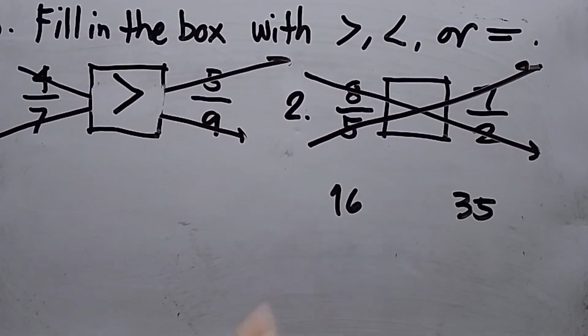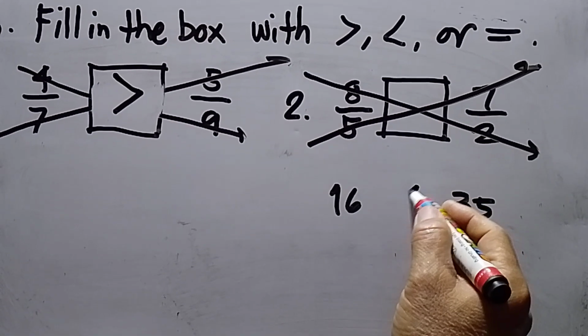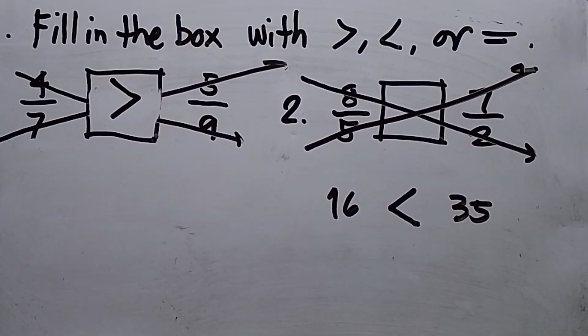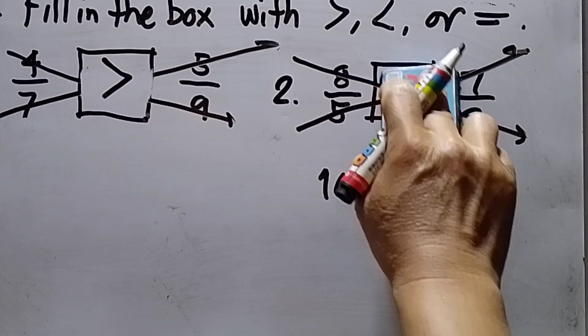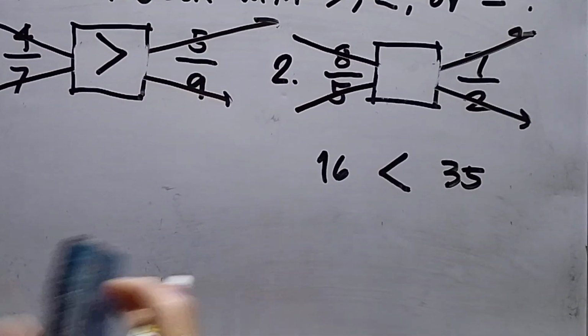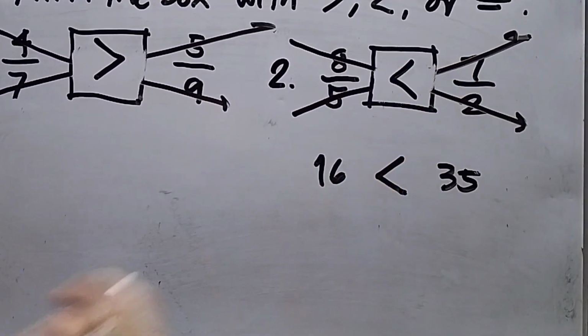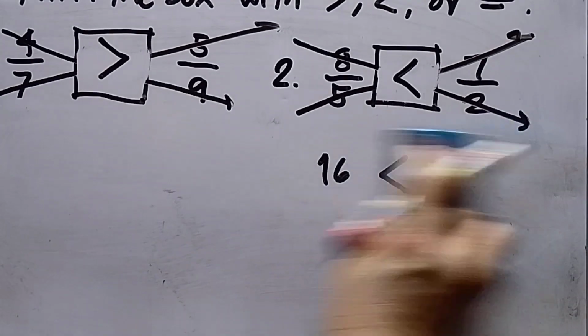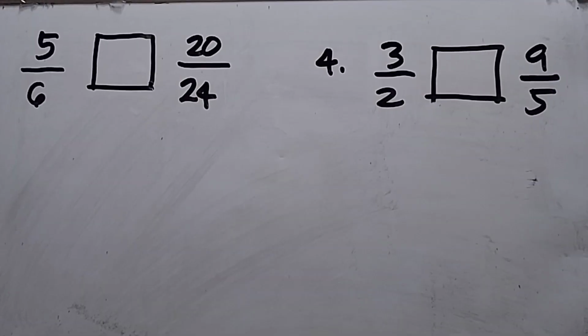So we know that 35 is greater than 16. So we will use this kind of symbol. This is less than. So for number 2, 8 over 5 is less than 7 over 2. Okay, let's proceed to number 3.